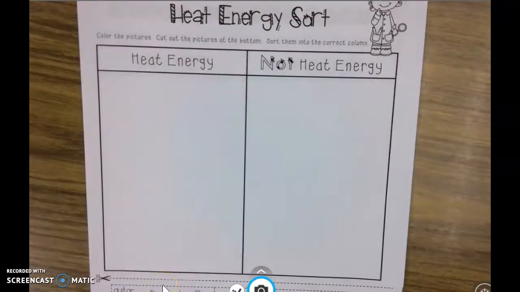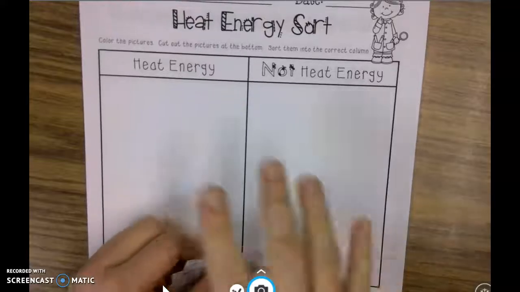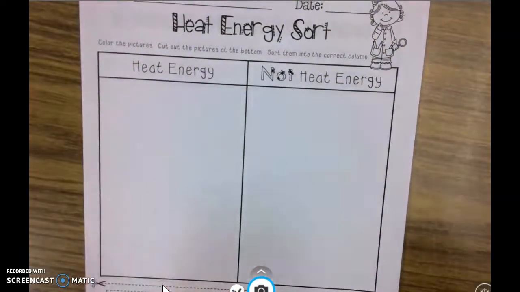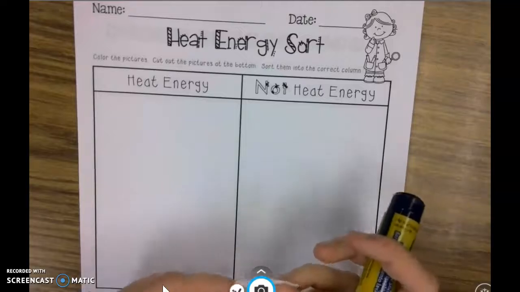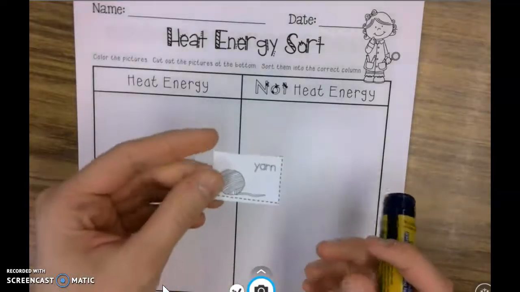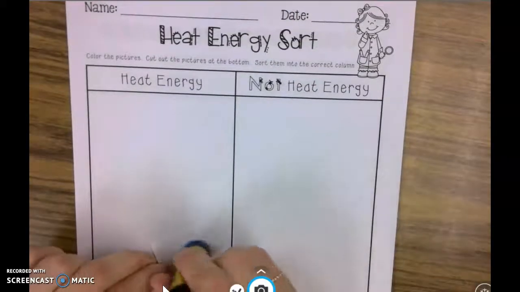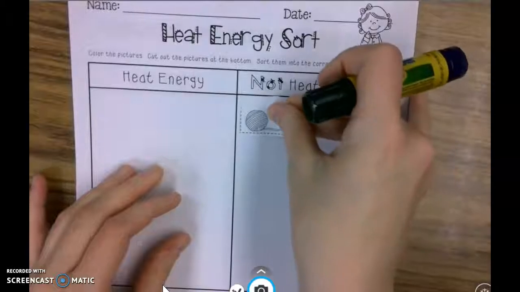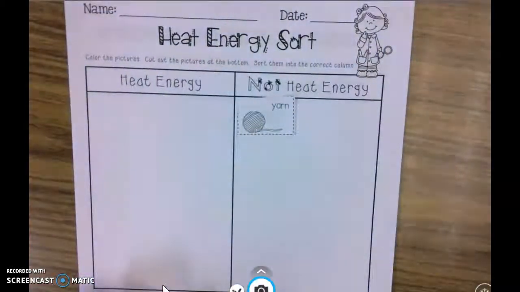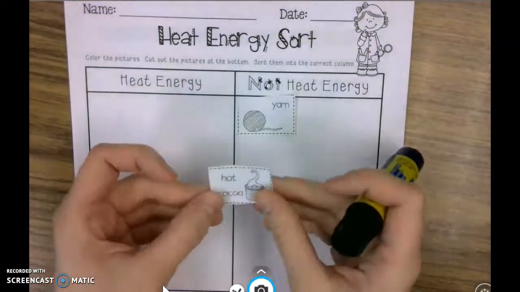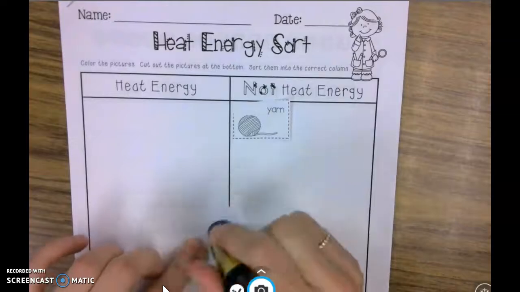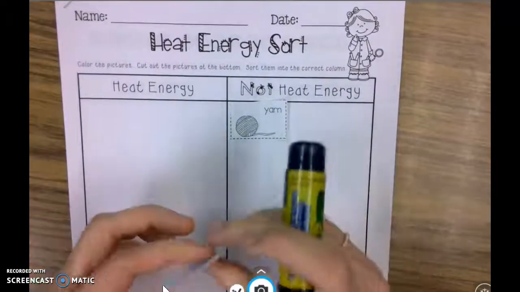Okay, so I'm back. I was able to cut these out. Hopefully you filled yours out so you can check how you did. So yarn. Yarn is not heat energy. Hot cocoa. It is heat energy because of the steam.